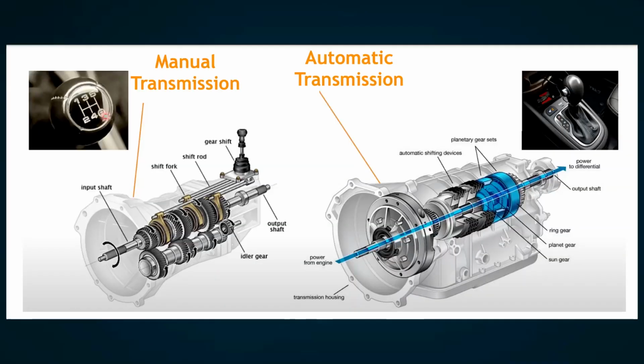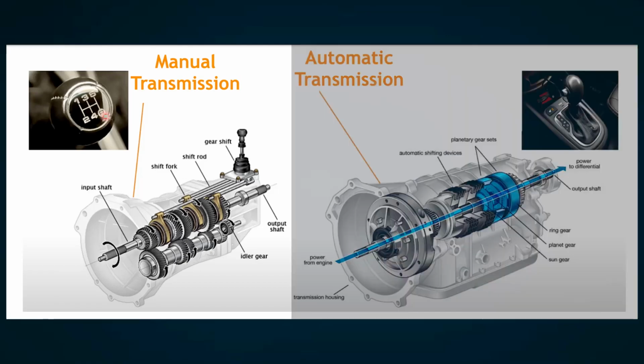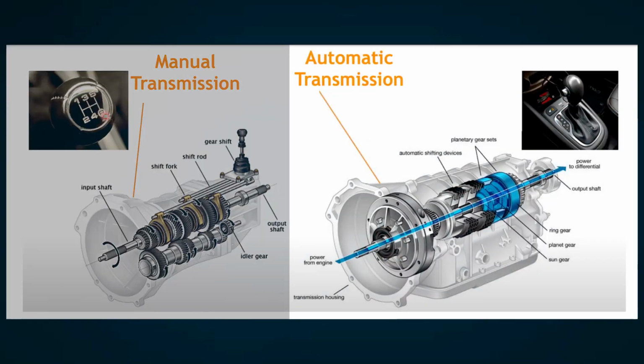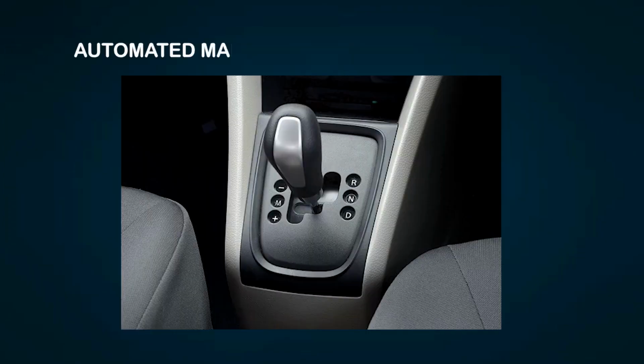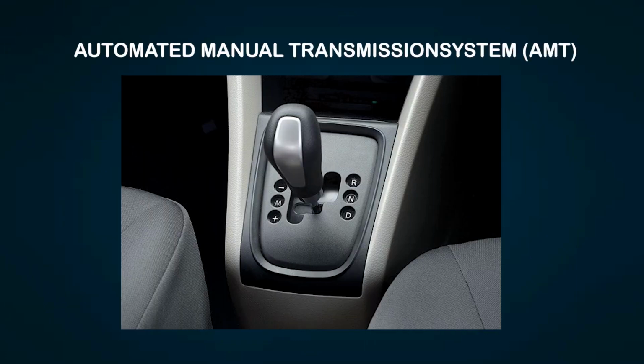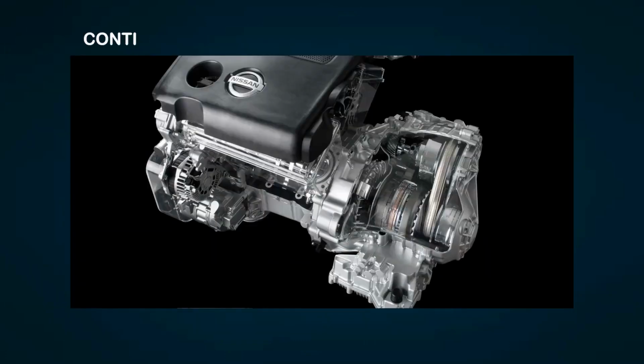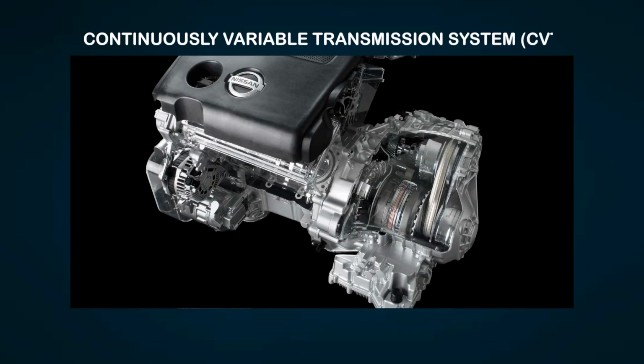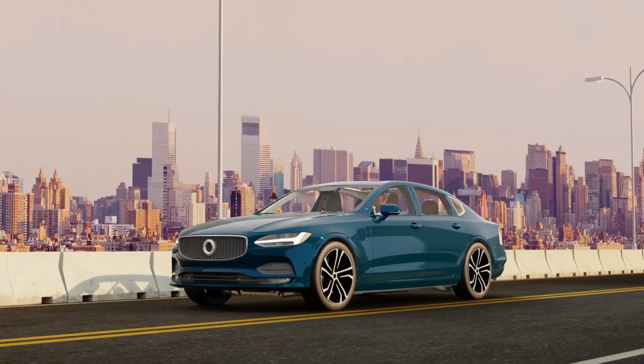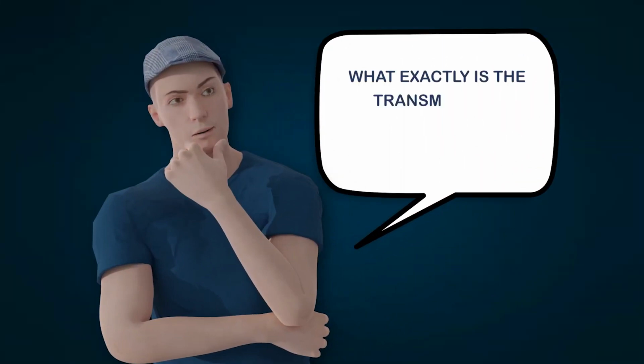There are two basic types of transmissions in use: manual and automatic, which can be further extended to automated manual transmission system, also known as AMT, continuously variable transmission system, also known as CVT, and so on, each geared toward specific needs and driving styles. There are two basic questions in our mind. What exactly is the transmission and what role does it play?